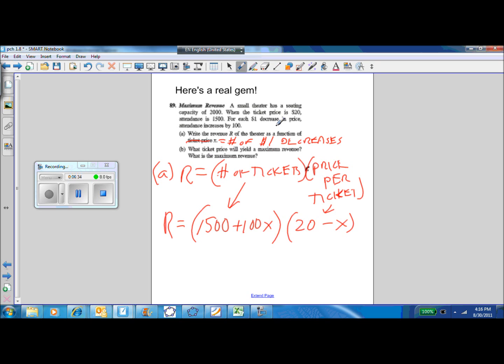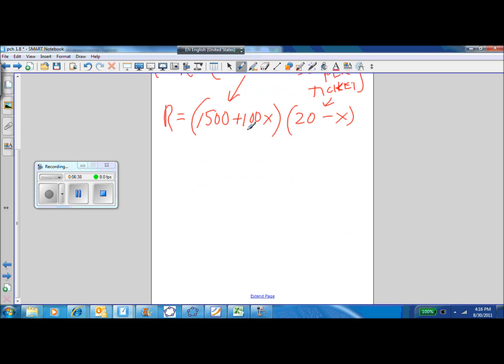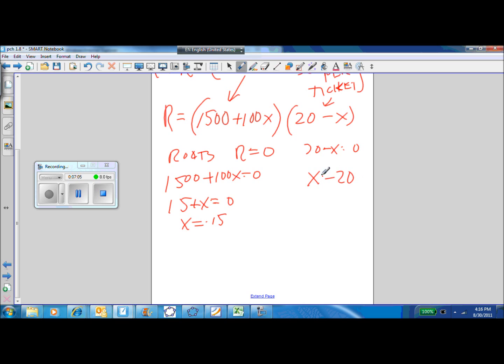And we multiply the two together, we get a revenue function, which is a quadratic. Now, what ticket price will maximize the revenue? Well, let's take advantage of the factored form here. We can find the roots, and the roots are going to be when R equals 0, when we get no revenue. 1,500 plus 100x, set that equal to 0. Divide by 100: 15 plus x equals 0, so x equals negative 15. And our other root, 20 minus x equals 0, x equals 20. What do these two things mean?